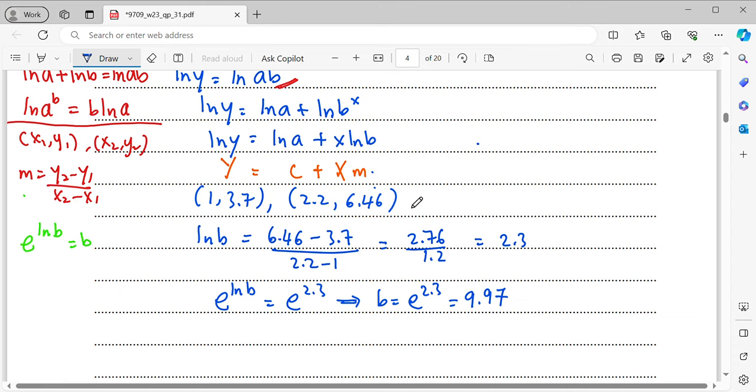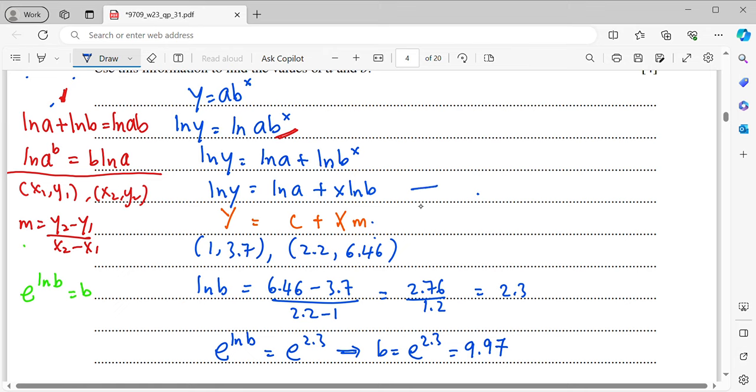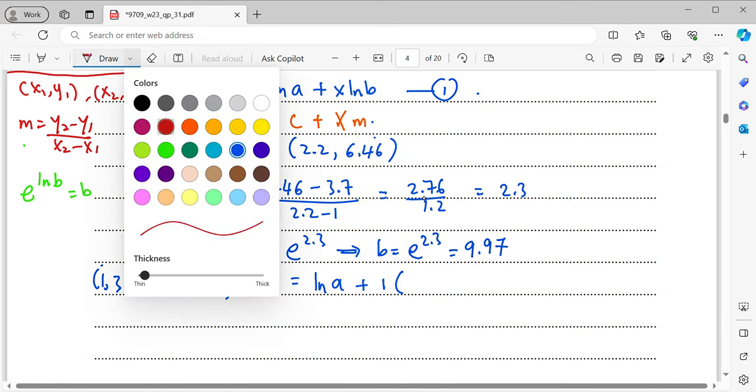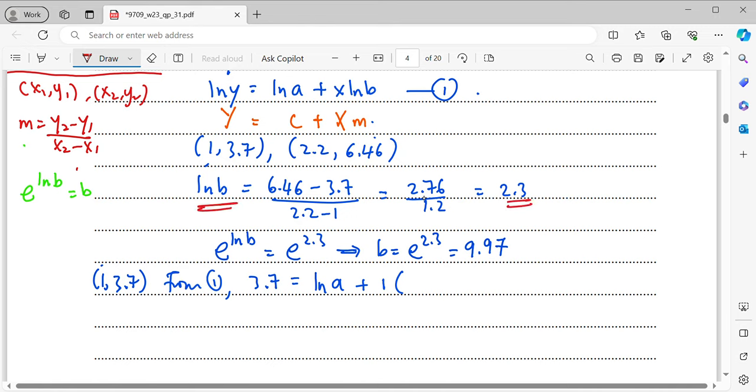Okay, then now, after you found the b, we can find the a by using this equation. So now I will just pick 1 point and substitute. So I will pick 1 and 3.7. So probably here I will just label this as our first equation. So now from first equation, my ln y is 3.7. So 3.7 equals to ln a unknown plus the x now is 1, then ln b. Just substitute 2.3, that is our ln b.